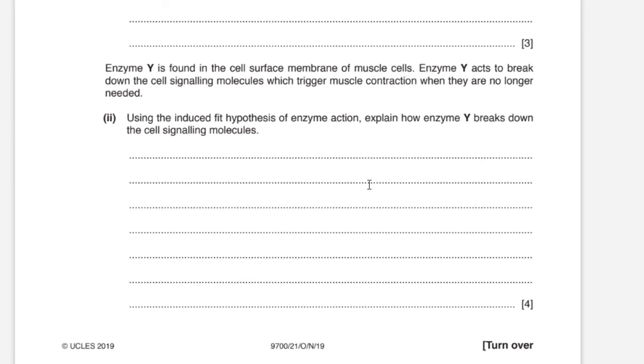Alright, since this question is of 4 marks, I'll write 1 point that is general to all kinds of enzyme, is that they lower activation energy. And as for being specific to enzyme Y, which uses the induced fit hypothesis, I state how the enzyme's active site, or in this case enzyme Y's active site, is not complementary to the substrate, which is the cell signaling molecule over here. And so the active site changes its shape to mold around and fit with the signaling molecules to form enzyme substrate complex.